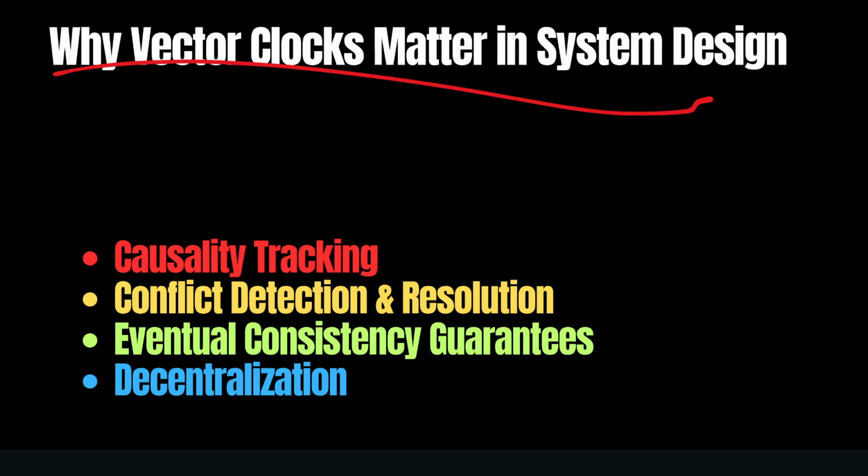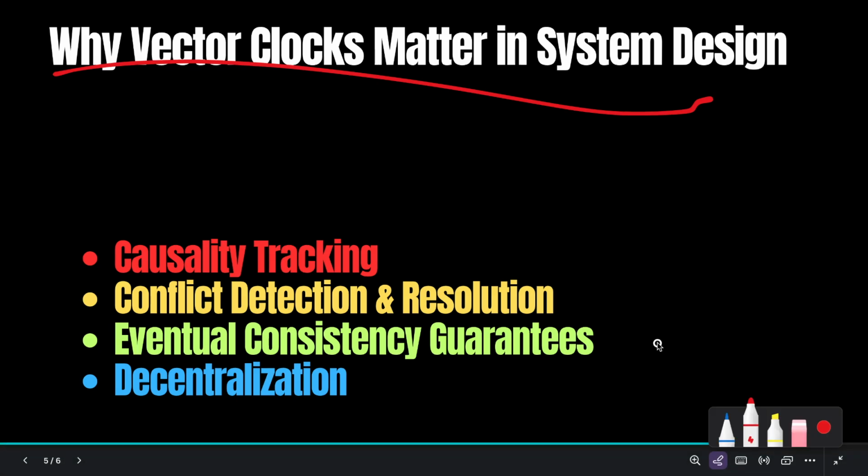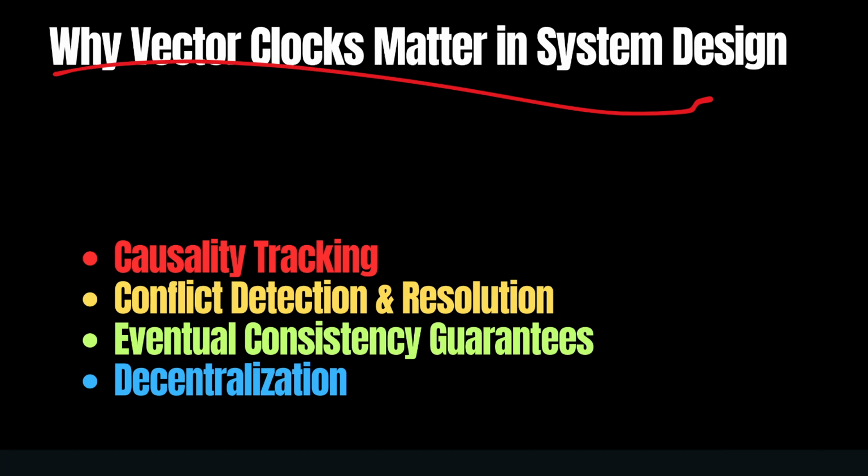Number 3, we have eventual consistency guarantees. They help ensure that eventually consistent systems correctly converge to a single state by understanding the causal history of updates. Lastly, we have decentralization. They allow nodes to manage ordering decisions locally without relying on a single global centralized clock, which would be a bottleneck and a single point of failure.